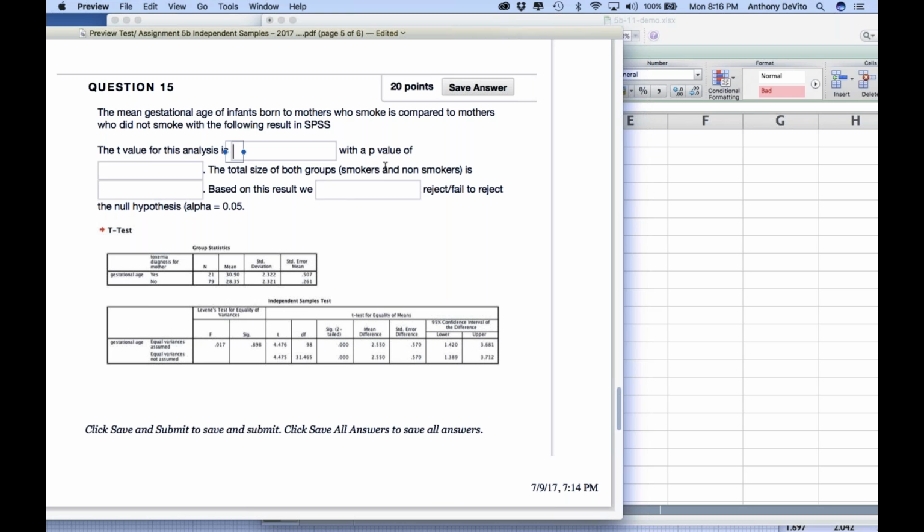The total size of both groups is, well, a lot of people put 98, but it's 100, right? You can add up the samples, 21 and 79. So it's 100, yes, the sample size. The degrees of freedom is 98. So that's a little bit tricky, I guess. Based on this result, we would reject the null hypothesis. The only tricky thing here is the sample size, because I should have said degrees of freedom.